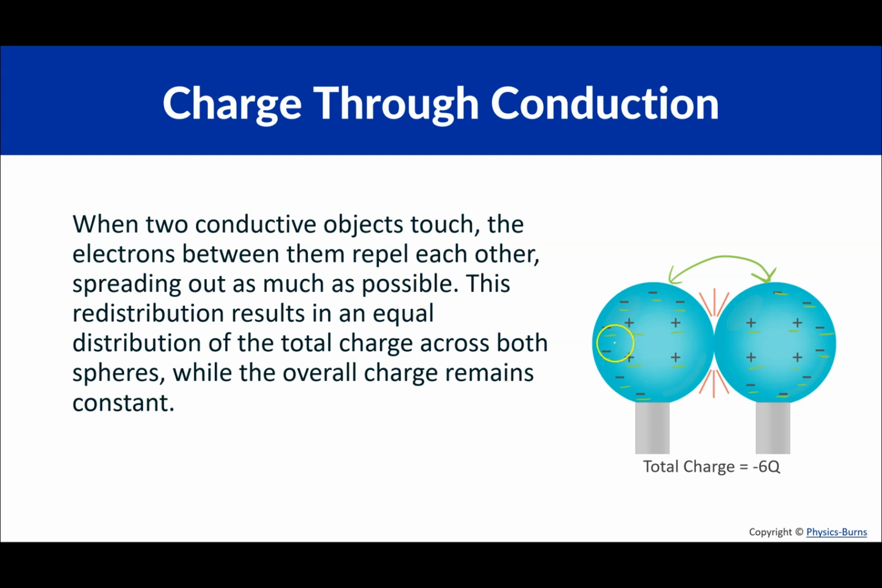So in this case, we have 1, 2, 3, 4, 5, 6, 7 negative charges here, and we have 1, 2, 3, 4, 5, 6, 7 negative charges here. Okay, so it's not like one's going to have 10 and the other one's going to have 4. If they're both touching each other, the electrons are going to spread out as much as possible from each other, and they'll be equal in the amounts.